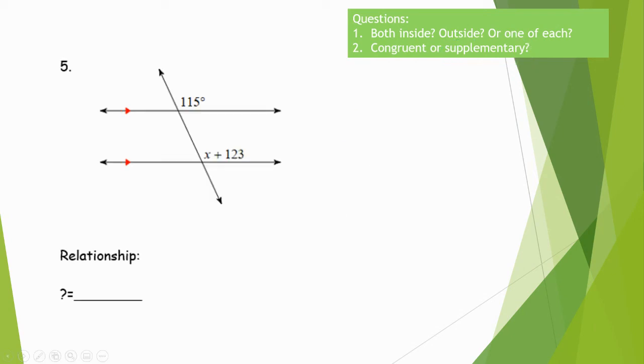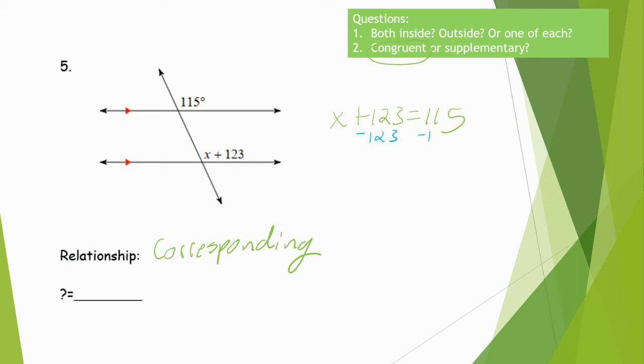Okay, let's try the next one. Are these both inside, outside, or one of each? One of each, so it's not an interior or an exterior. You can flip it over and look. Corresponding. And corresponding angles are congruent, so they are equal to each other. x plus 123 equals 115. So we subtract 123, and we get x equals negative 8.